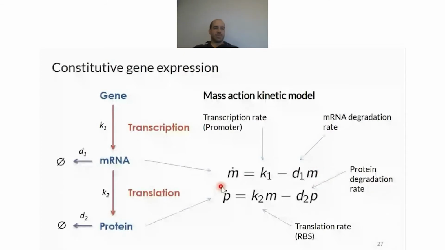And then we can do the same with the protein. The amount of protein will change in this way, proportional to the constant K2, which is the translation rate, and proportional to the amount of mRNA M, which comes from the previous equation. This is the term that tells us how the protein amount will increase in time. And then the negative terms tell us how it will go down, how it will decrease, which will be proportional to D2 and the protein itself, which is the degradation rate.